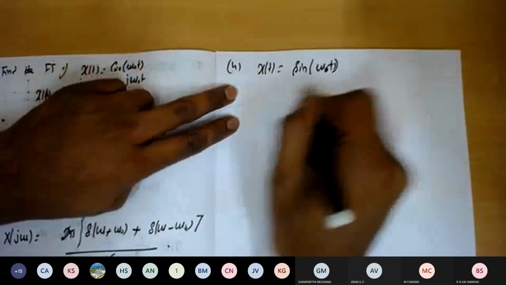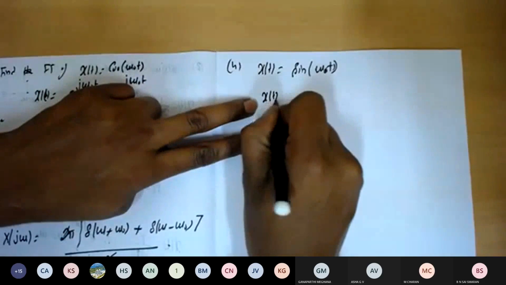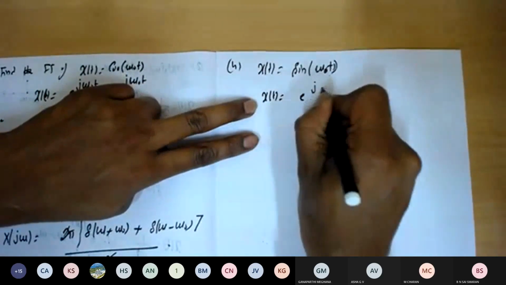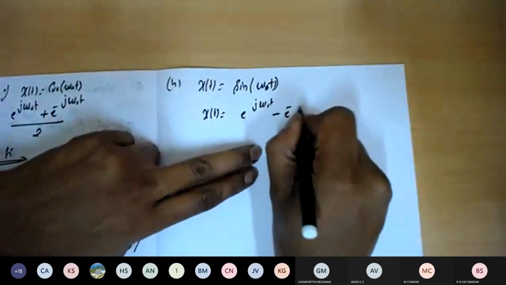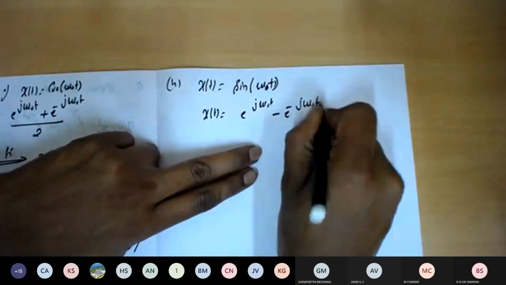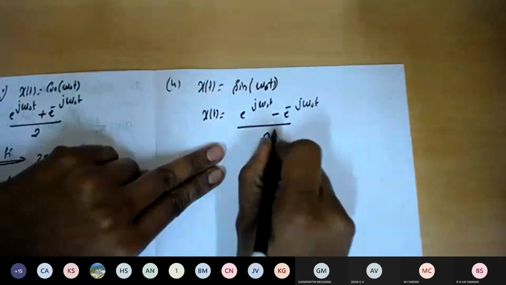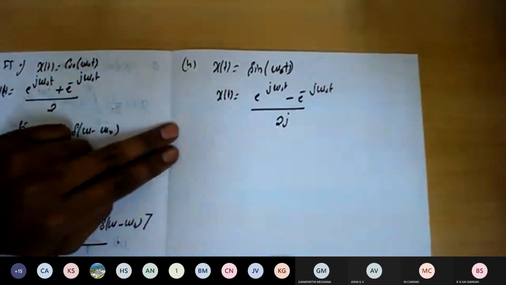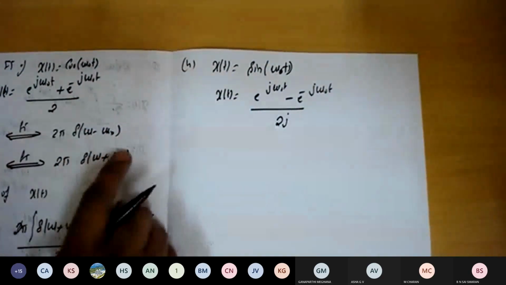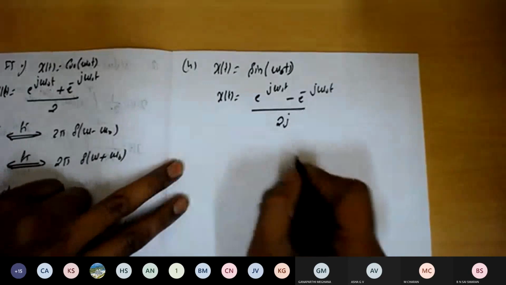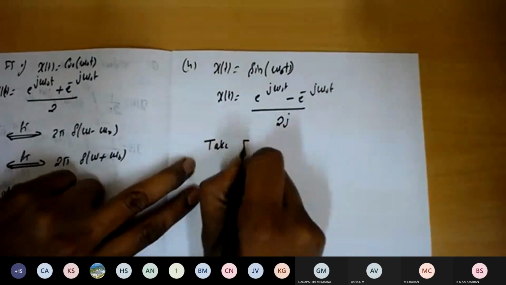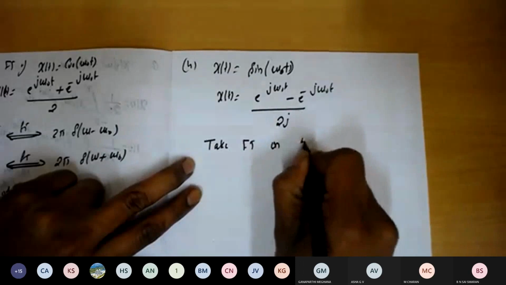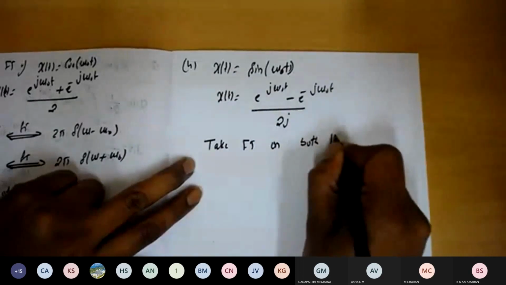Sine omega naught t we can express in terms of Euler's formula as e to the power of j omega naught t minus e to the power of minus j omega naught t divided by 2j. So we already know this relationship. As per this one, we'll take the Fourier transform on both the sides.